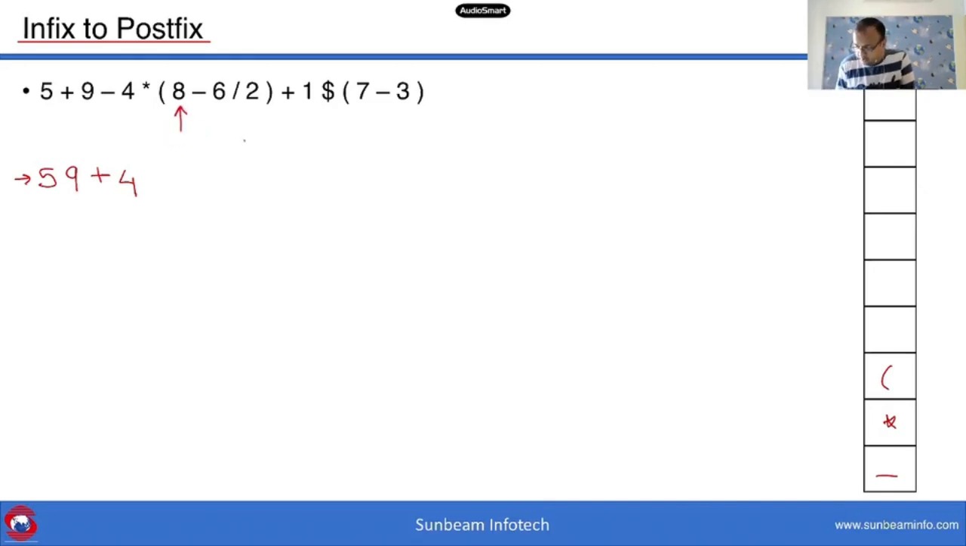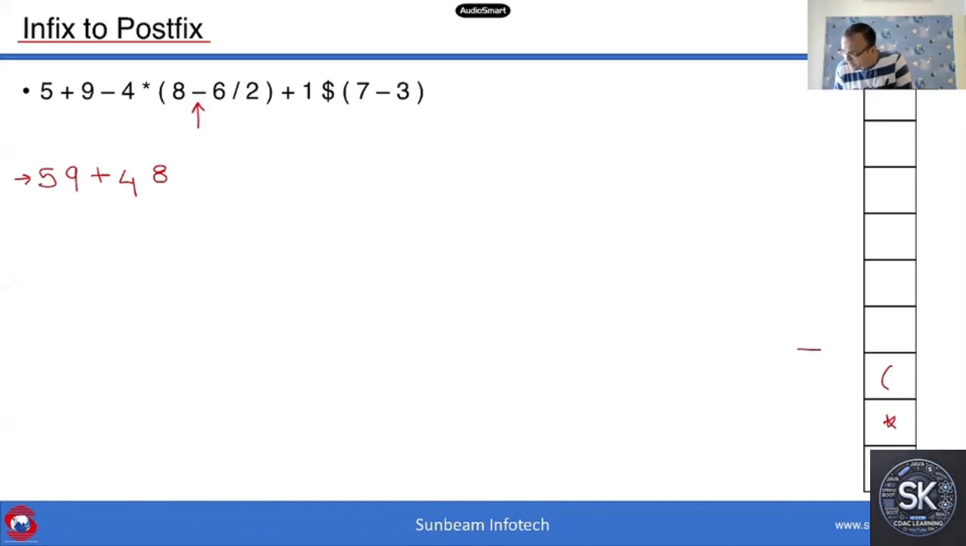Then you continue further. We have got, let's say, 8. It is the operand. You just append it. Then you have got a minus. अब माइनस, ऐसे सब एक्सप्रेशन ये उसके अंदर का है, तो इसको माइनस को भी पुश कर दिया. Next we have a 6, we need to append it, and then we have a division sign.